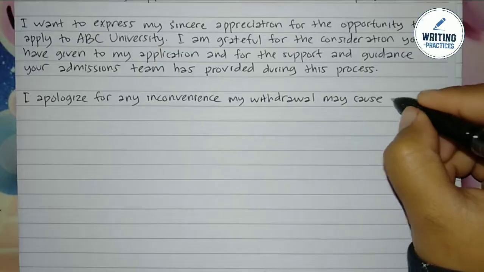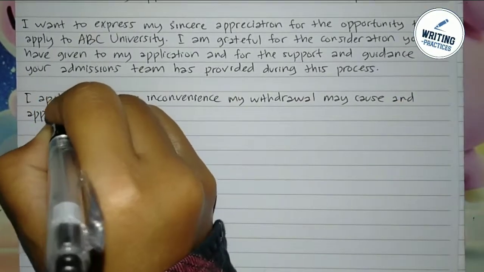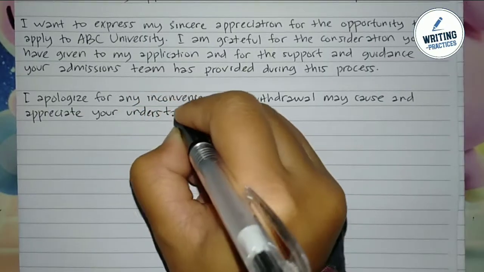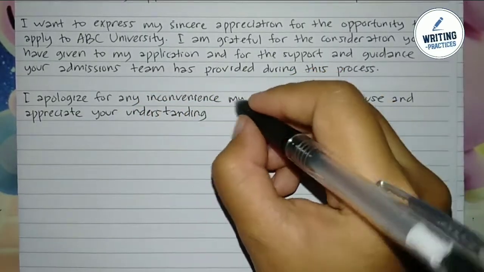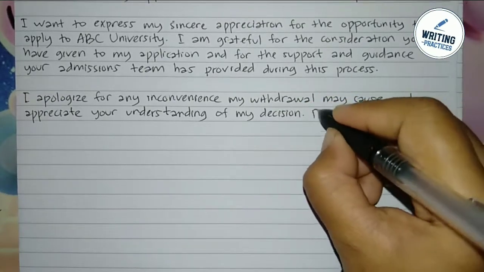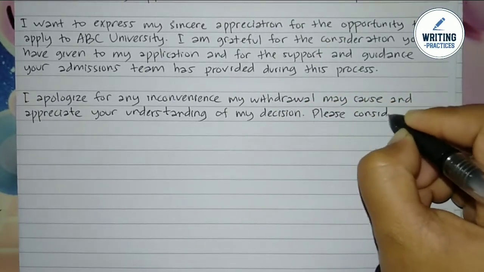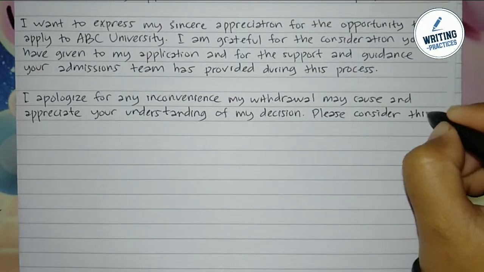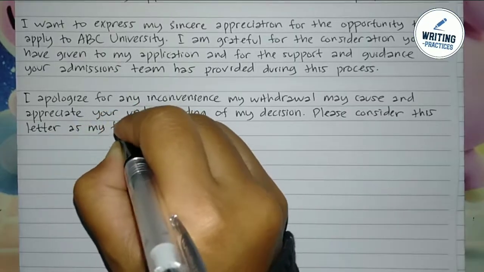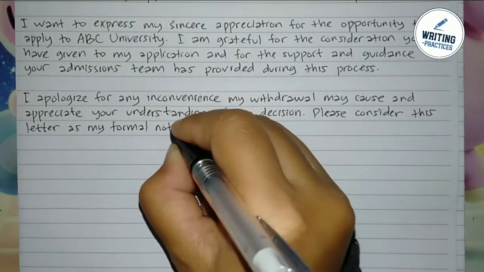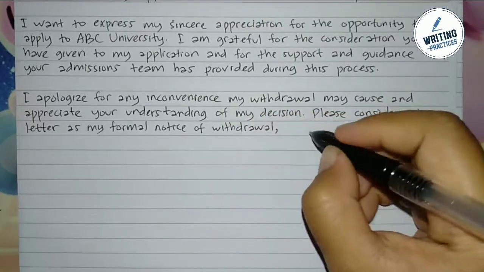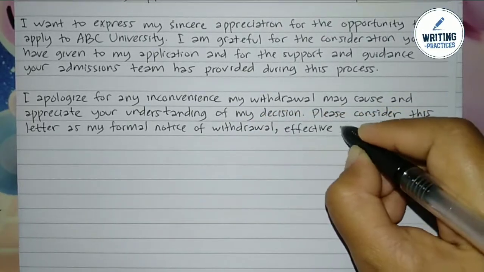This is the example. "I apologize for any inconvenience my withdrawal may cause." And write also your appreciation for their understanding. Write something like, "And I appreciate your understanding of my decision." Not only that, you can also clearly state that this letter serves as your formal notice of withdrawal. And here, the writer stated it very clearly. "Please consider this letter as my formal notice of withdrawal, effective immediately."